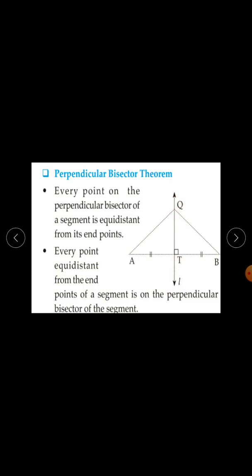So, what is the perpendicular bisector theorem? Every point on the perpendicular bisector of a segment is equidistant from its endpoints, and the converse is every point equidistant from the endpoints of a segment is on the perpendicular bisector of the segment.